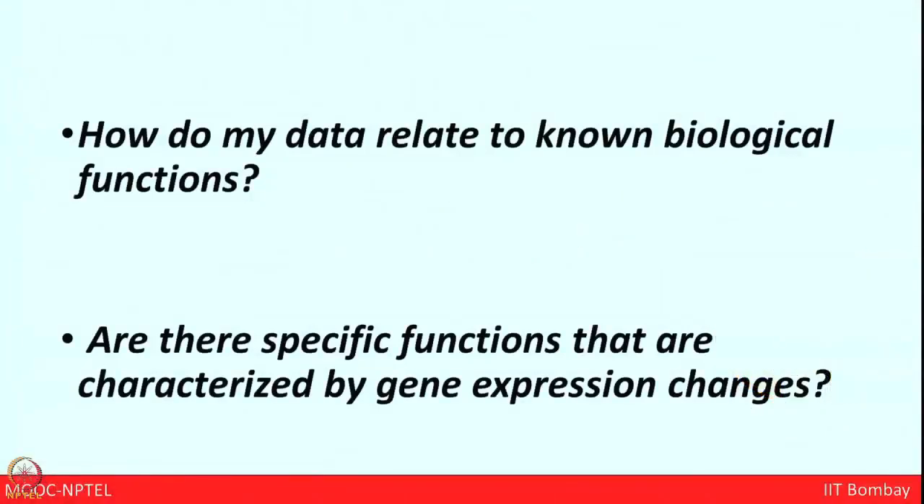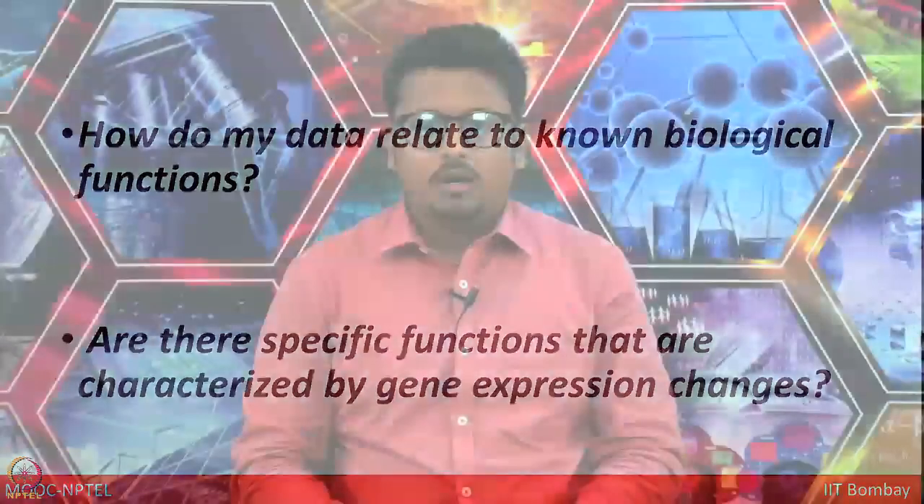I want to start with two important questions. How do my data relate to known biological function? Are there specific functions that are characterized by gene expression changes? After the secondary analysis, what I feel the most important thing to do is the tertiary analysis. That means, identify the functional group. This functional group identification is based on different pathway enrichment, network analysis and PPI modules, that is protein-protein interaction modules.